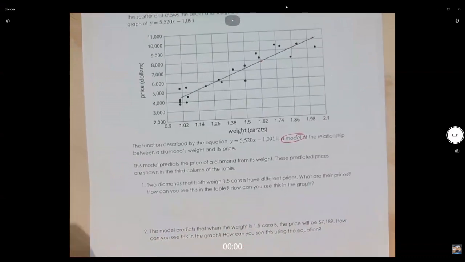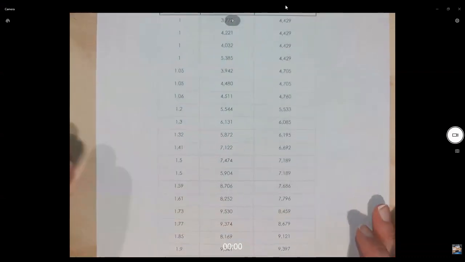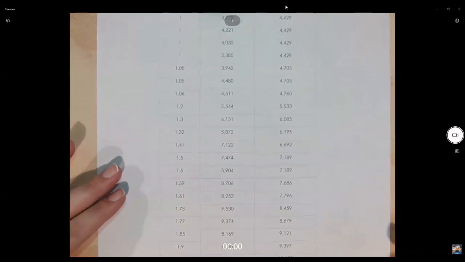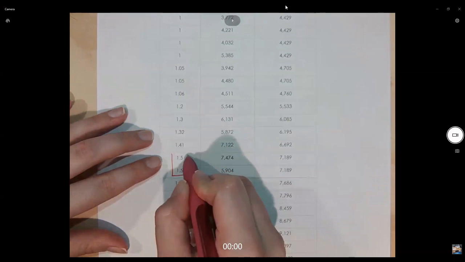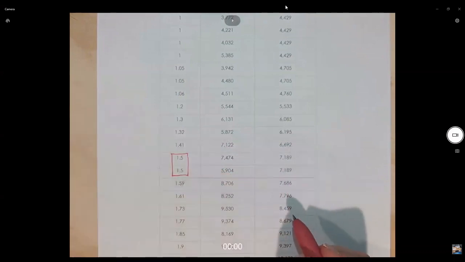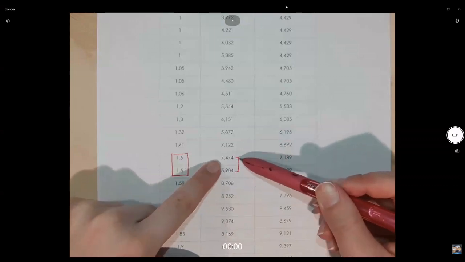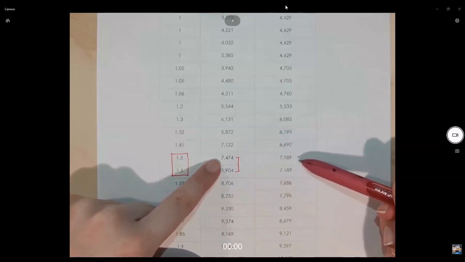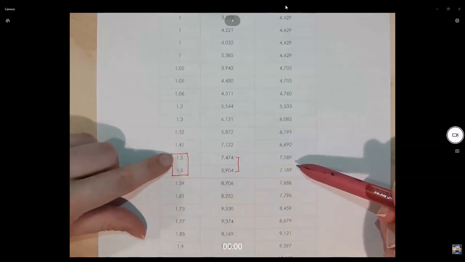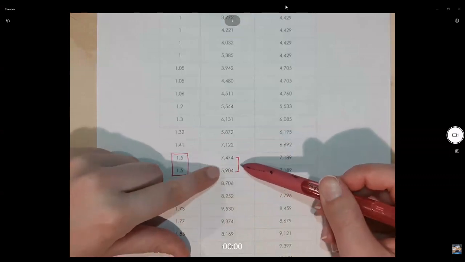So if we look at the table, we want to find 1.5 carats. So if we look down, I see 1.5 carats right here. And we want to know what their prices are. So here's the two prices of those. And notice that the predicted price is the same because the predicted price is based on the weight, but here's what they actually sold for.